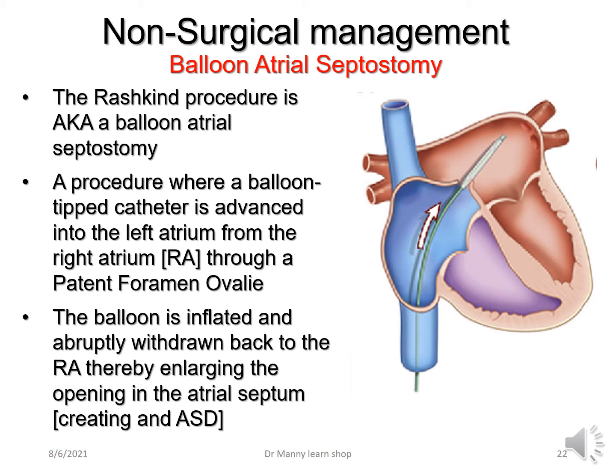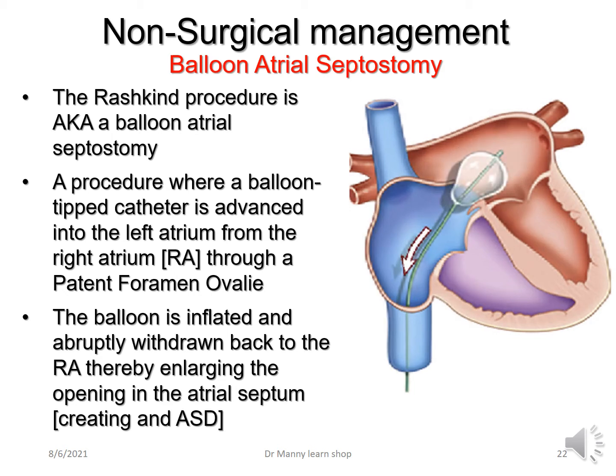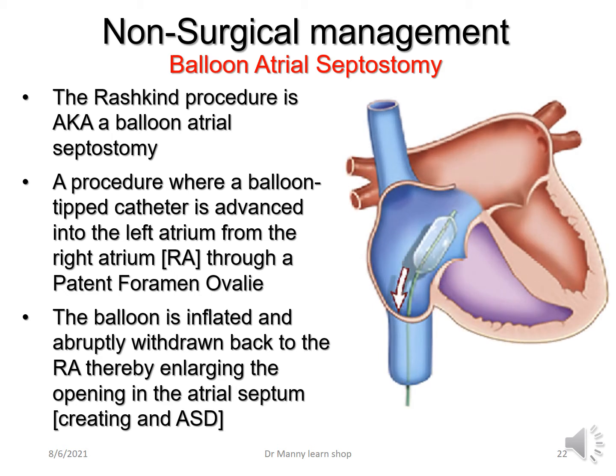And as we've indicated previously, this is a procedure where a balloon tip catheter is advanced from the right atrium into the left atrium through a patent foramen ovale, and the balloon is inflated and abruptly withdrawn back into the right atrium, therefore enlarging and opening the atrial septum, creating an ASD essentially, an atrial septal defect, or a patent foramen ovale. And this allows admixture of venous and arterial blood, an important shunt.